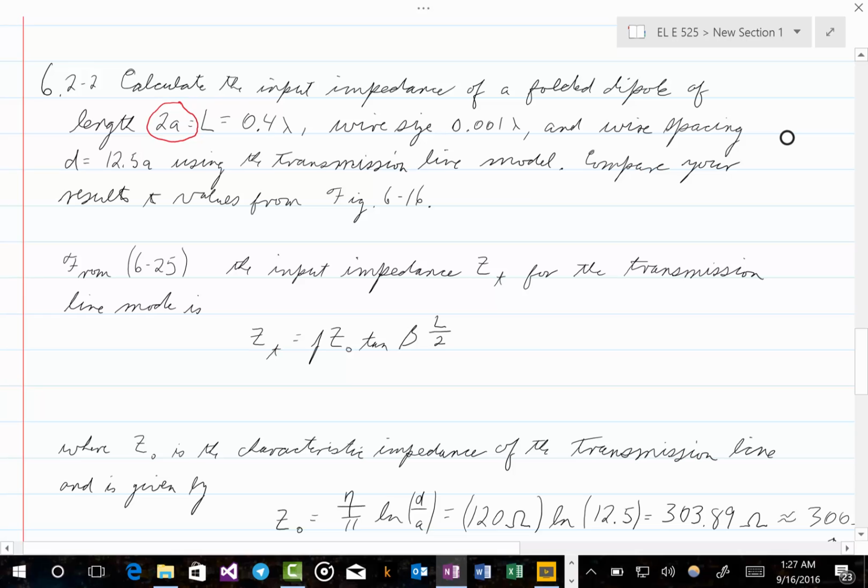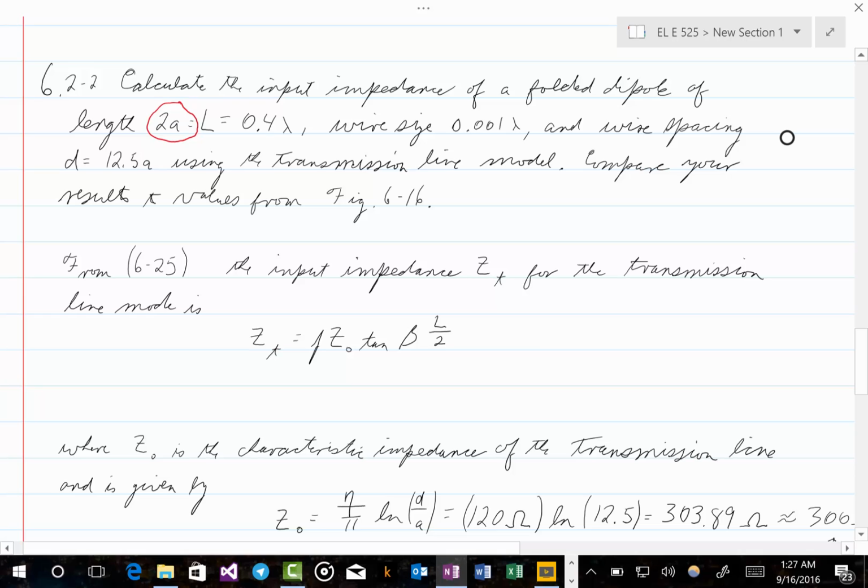The wire size is, this is actually 2a right here. So if you want to put 2a equals something, you could move it over here and say wire size is 2a equals 0.001 lambda, because of course a is the radius of the wire and 2a is the diameter. And finally the wire spacing. This is a folded dipole, and so D refers to the spacing of that folding, and D is 12.5a.